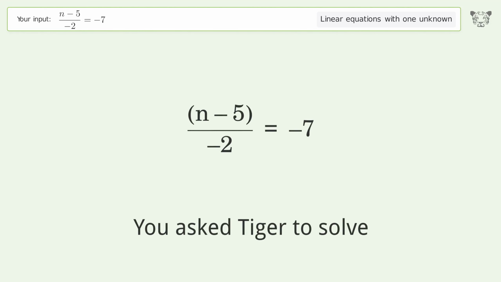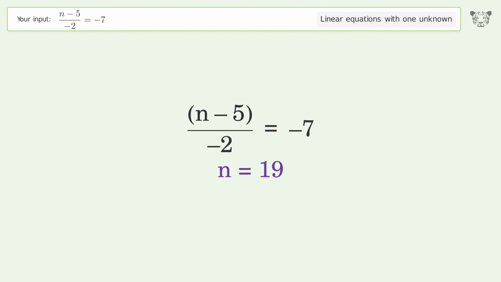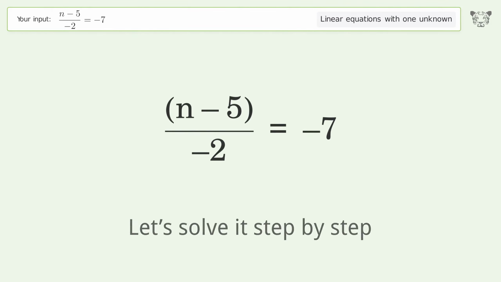You ask Tiger to solve. This deals with linear equations with one unknown. The final result is n equals 19. Let's solve it step by step.